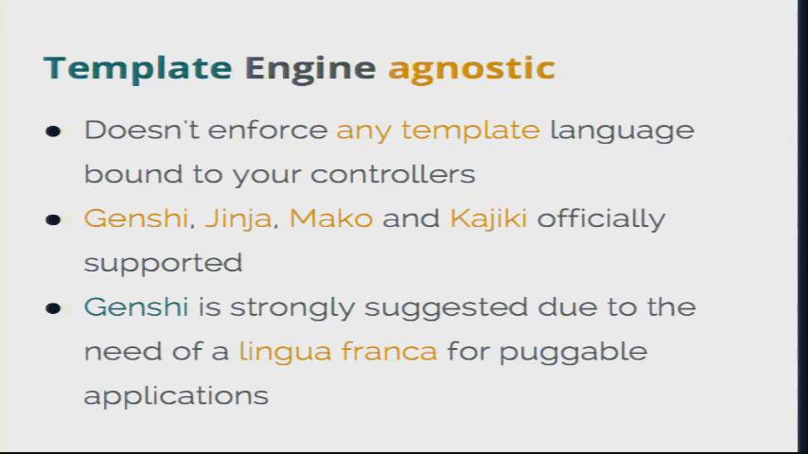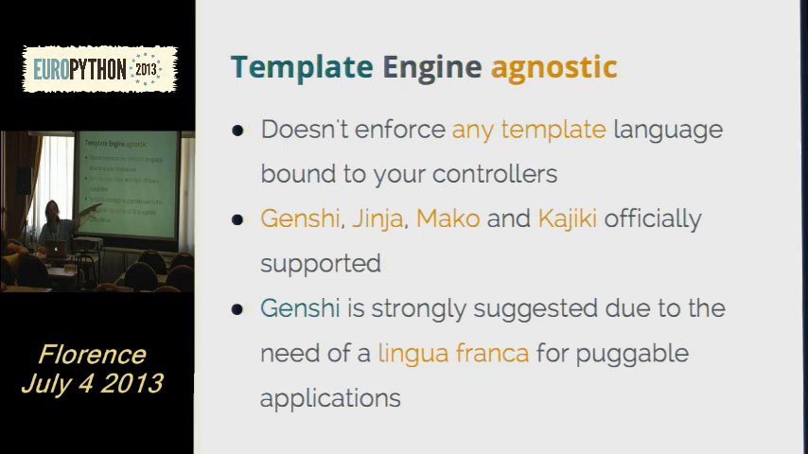TurboGears is actually agnostic on the template language you use, as I told you before. The officially supported ones are Genshi, Jinja, Mako, and Kajiki, which are, I think, the four most used template languages. We are going to see the differences because they are really different template engines, and each one of them has some features and some problems. And Genshi is the suggested one.